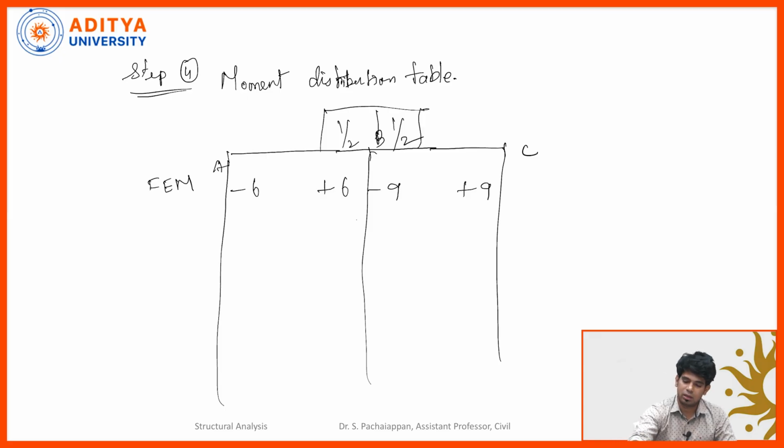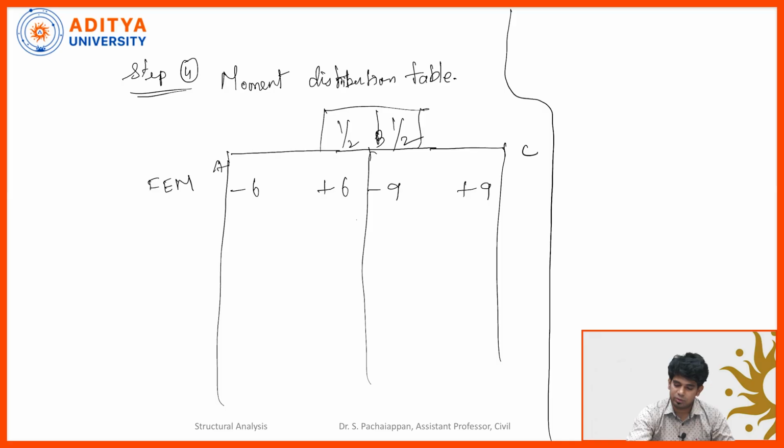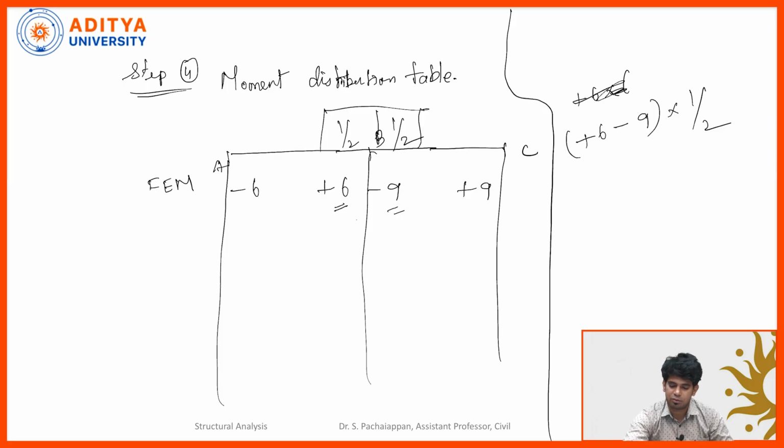Now what we have to do, I will write that operation here separately. We just need to multiply this plus 6 with the distribution factor. Before that, just take the sum of these values, which is plus 6 and then minus 9. This value will be multiplied with the distribution factor. So we will be getting minus 1.5. We need to write it here plus 1.5, opposite to that sign. In a similar way here also we will be getting 1.5.